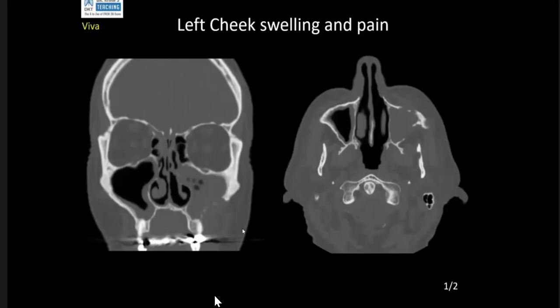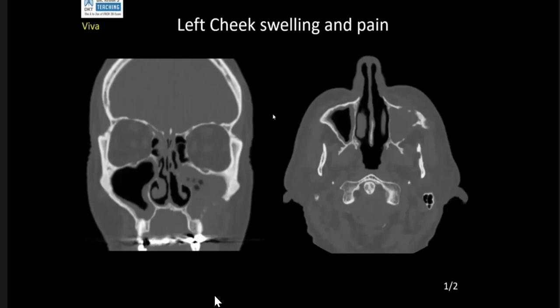Thank you, sir. So this is an axial and coronal reformatted CT of the paranasal sinuses in a patient with left cheek swelling and pain. I see a soft tissue attenuating opacification in the left maxillary sinus, extending through the antrum into the ethmoid and the nasal cavity. There is aggressive appearance in the form of destruction of the lateral and anterior maxillary sinus walls. So this is an aggressive pathology, likely a sinonasal carcinoma.